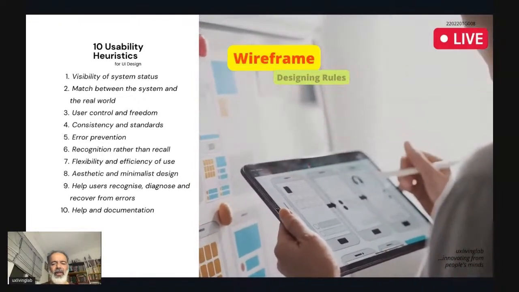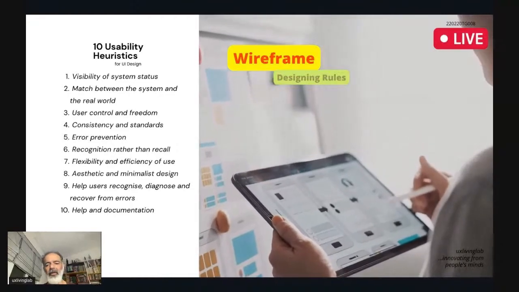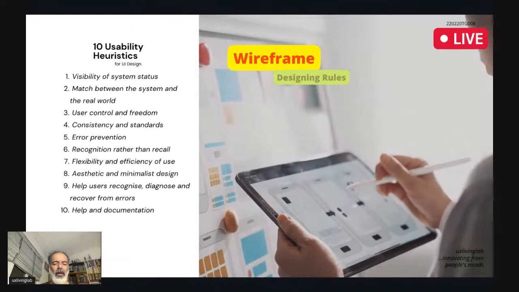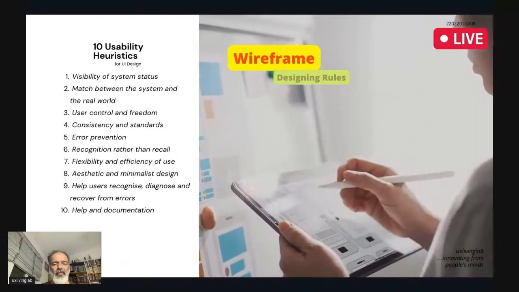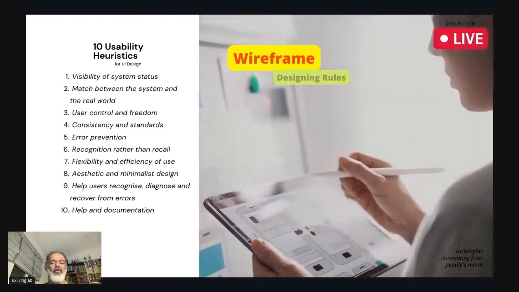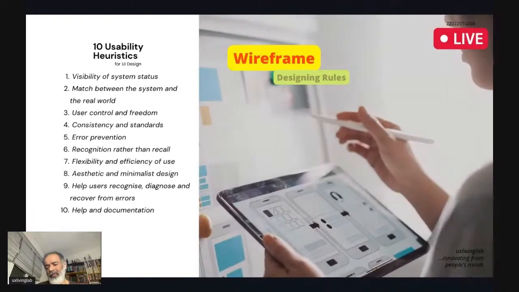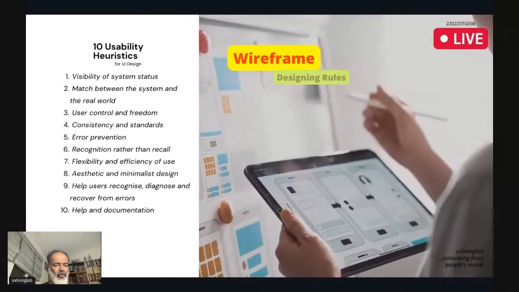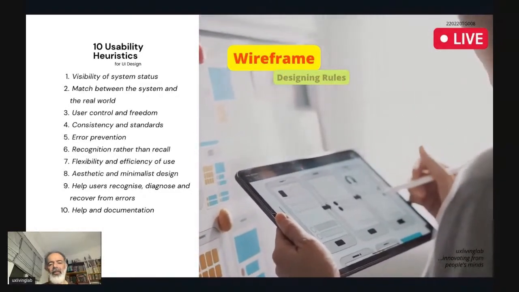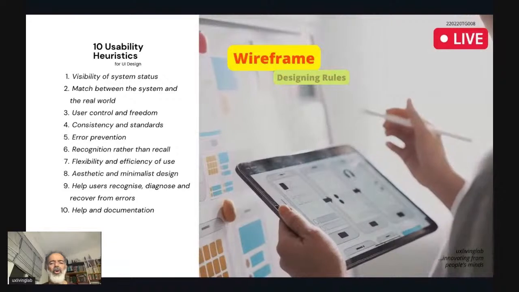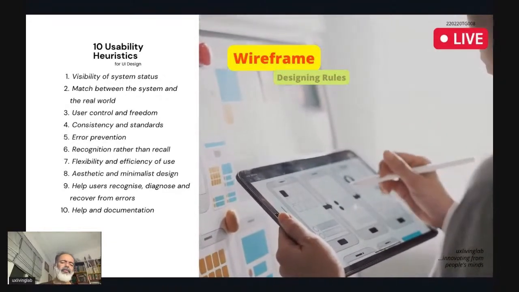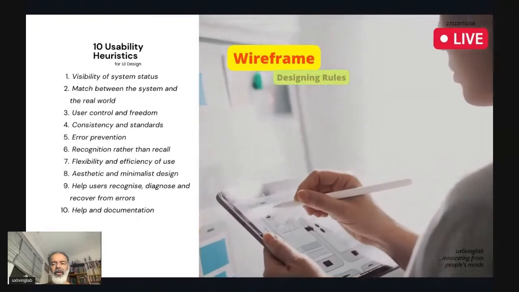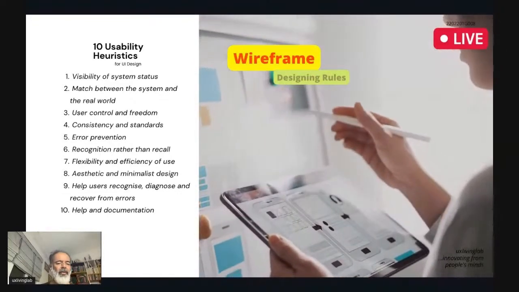Then consistency and standards. You have to keep colors and shapes and language in a consistent form. The fifth one is error prevention. Prevent errors before the user commits mistakes. In some situations you have to do a double check, or the process has to be designed to prevent errors, like taking the password 2 times. In a lot of situations you can avoid errors by inviting more attention from the users to the environment of interaction.